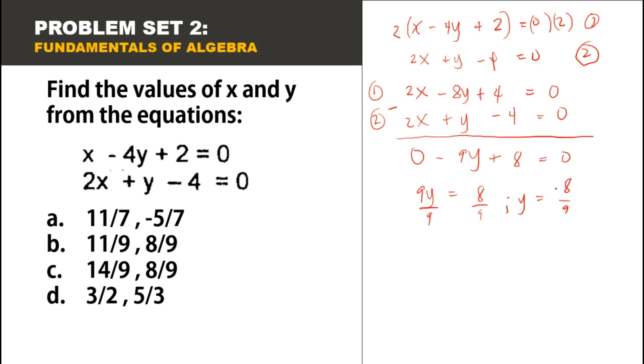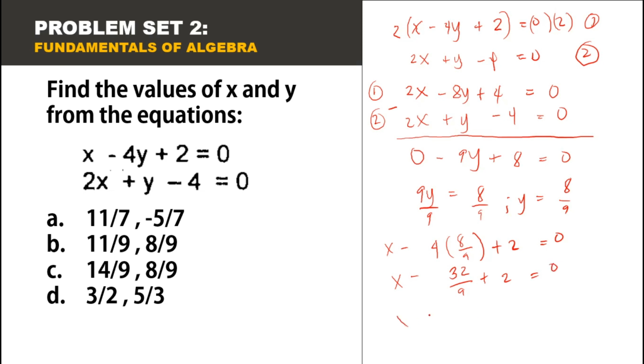So let's solve for x using either of the two equations. We can use 2x plus y minus 4 or x minus 4y plus 2. Let's use the first equation. So we have x minus 4y, where y is 8/9, plus 2 equals 0. So we have x minus 4 times 8, that is 32 over 9, plus 2 equals 0.